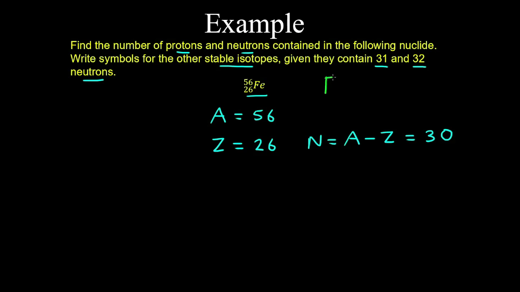Now the isotopes contain the same number of protons, being 26, and the isotope with 31 neutrons thereby contains 26 plus 31 nucleons, being 57. And similarly, the other isotope contains 26 protons plus 32 neutrons, which is 58. So these are the symbols for both isotopes.